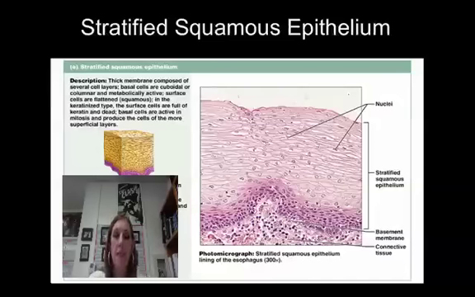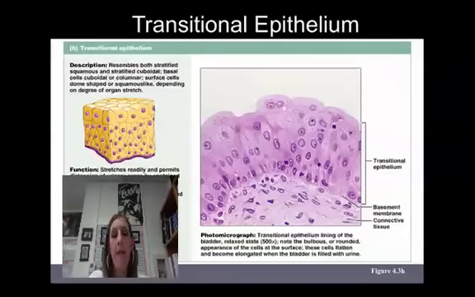Next up, we have transitional epithelium, and this resembles both stratified and simple cuboidal because there are differing layers of cells. You have the nuclei falling at different places, and that's what makes this transitional. It is a form of stratified because it's not a single layer of cells. Again, you have the connective tissue basement, just like the stratified squamous epithelium.